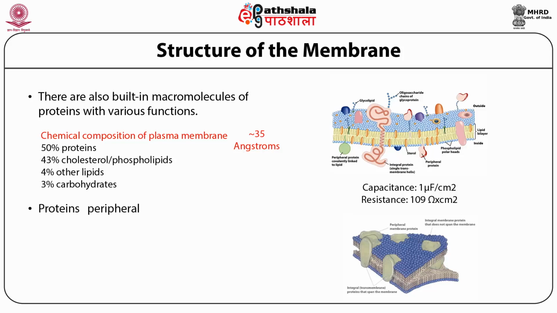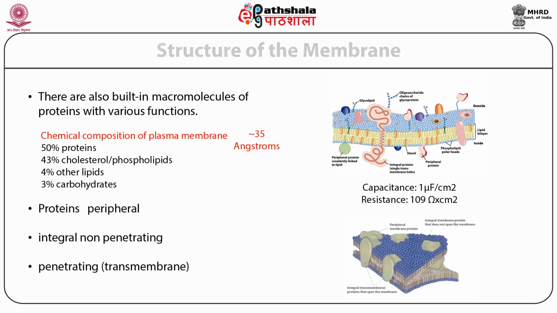Several types of proteins are embedded in the membrane. There are peripheral membrane proteins. There are integral membrane proteins. They can be penetrating or non-penetrating. Penetrating means they are also called transmembrane proteins. Ion channels are transmembrane proteins which carry out the transport of ion from one side of the membrane to the other side of the membrane.